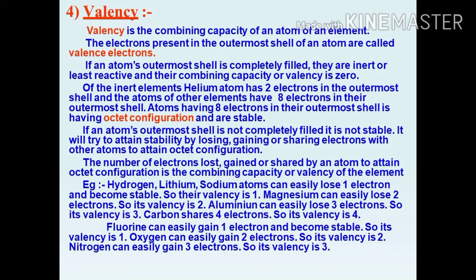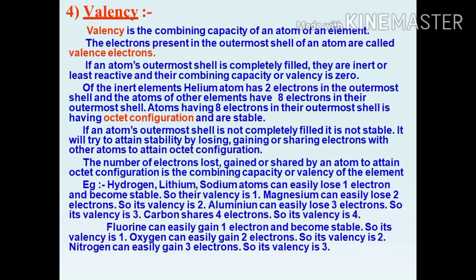If they lose their electron, they become stable. Why? Sodium's second orbit contains 8 electrons, lithium's second orbit contains 2, first orbit contains 2 electrons, etc. So for attaining stability, hydrogen, lithium, and sodium atoms easily lose their 1 electron. So their valence is 1.